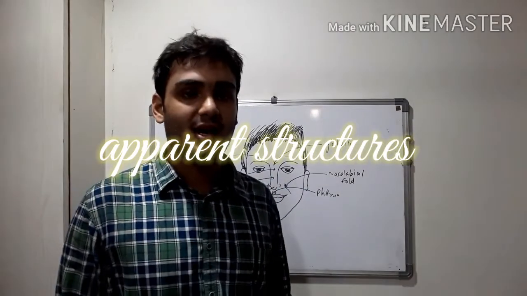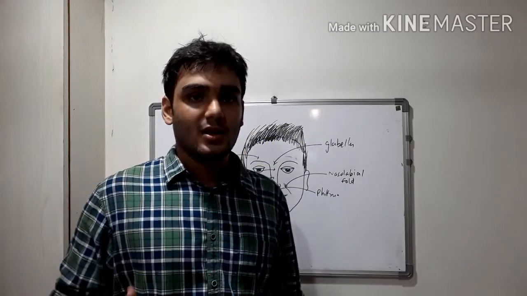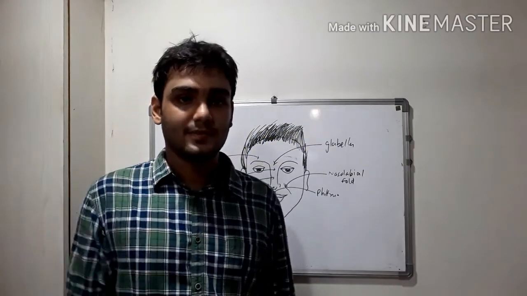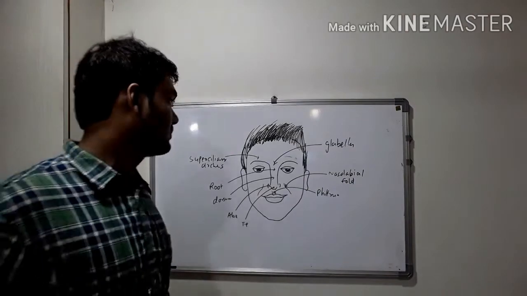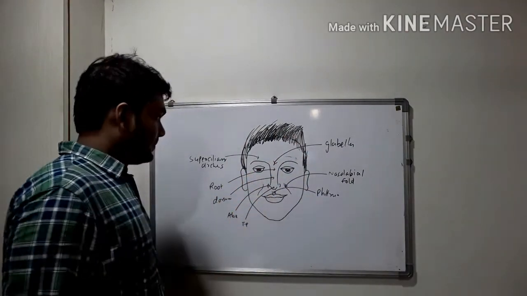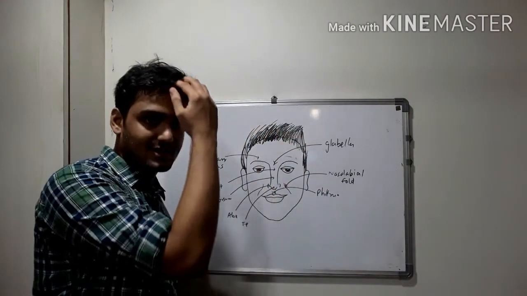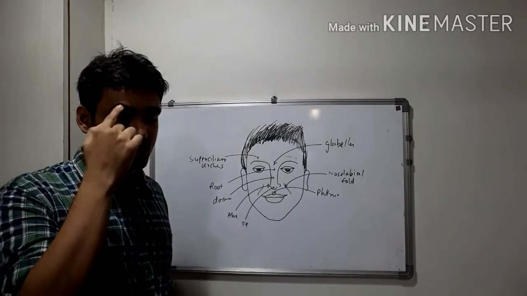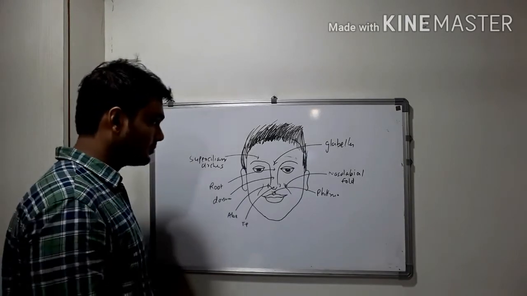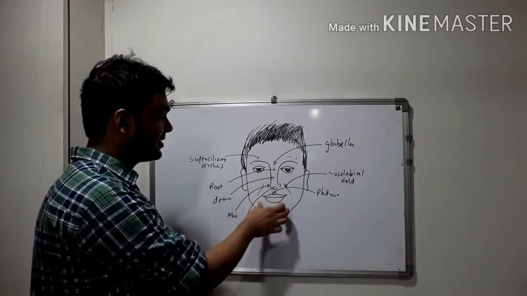So firstly, let's get acquainted with the structures which are quite apparent and can be appreciated by seeing or by palpating. So here's the diagram of a face. This is the forehead. Forehead is the part between the hairline of the scalp of an adolescent and the supraorbital margins. Here's the cheek, and this is the chin.